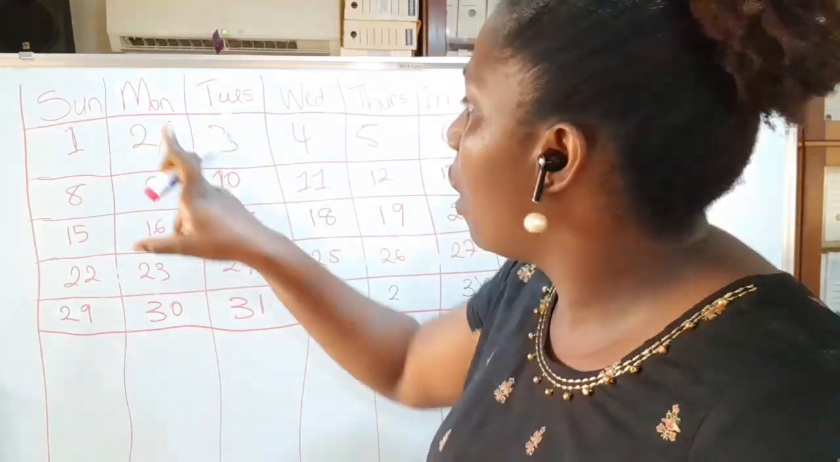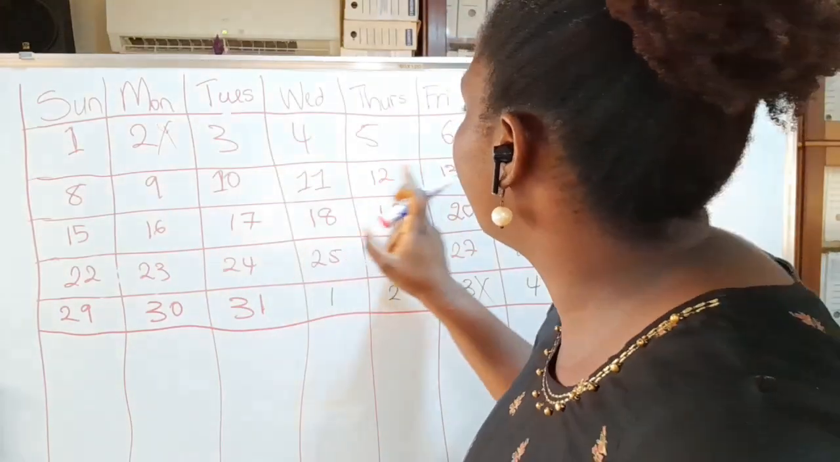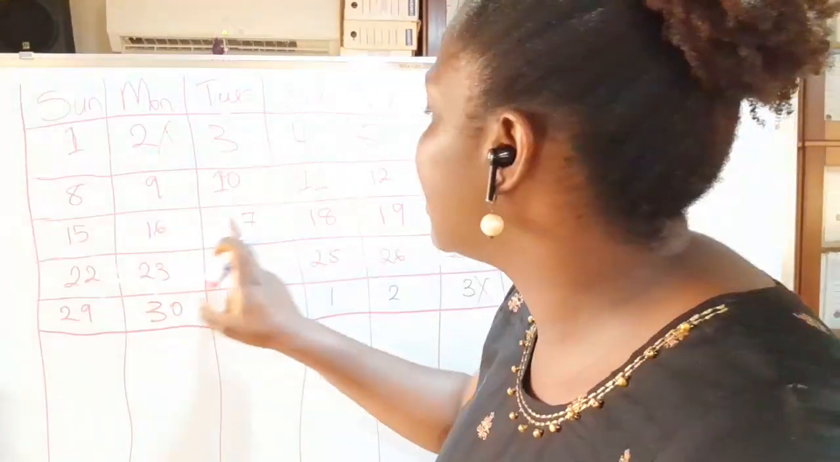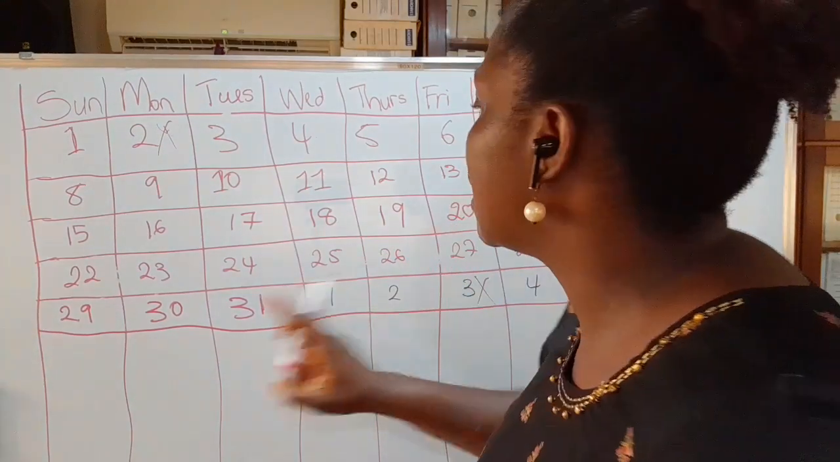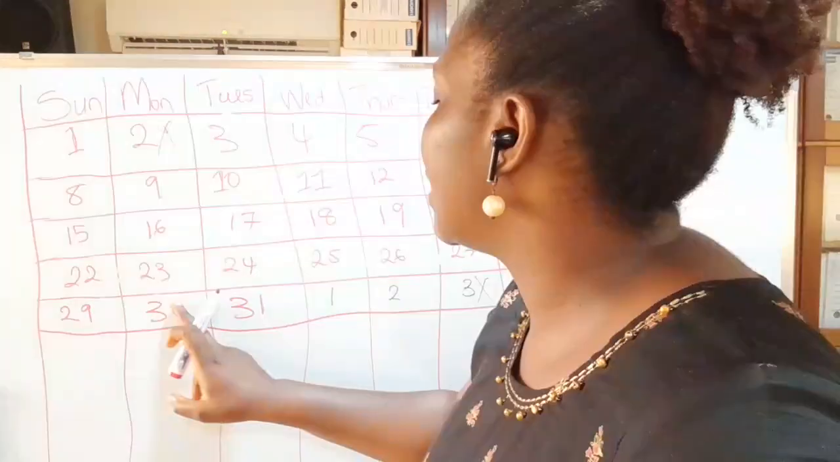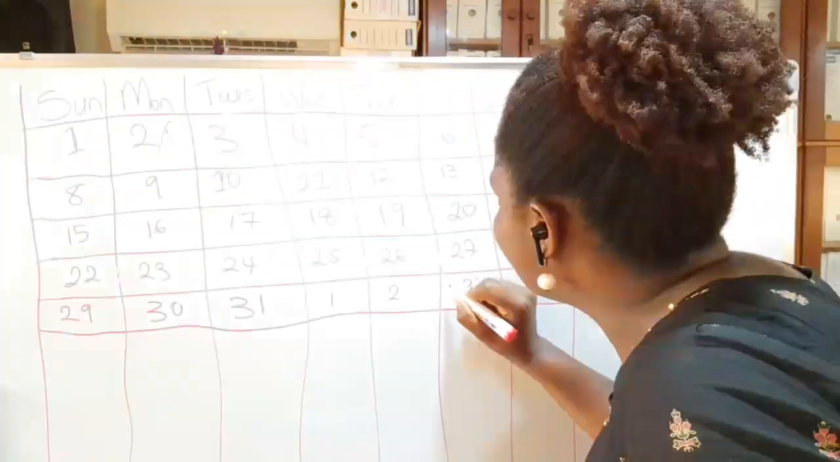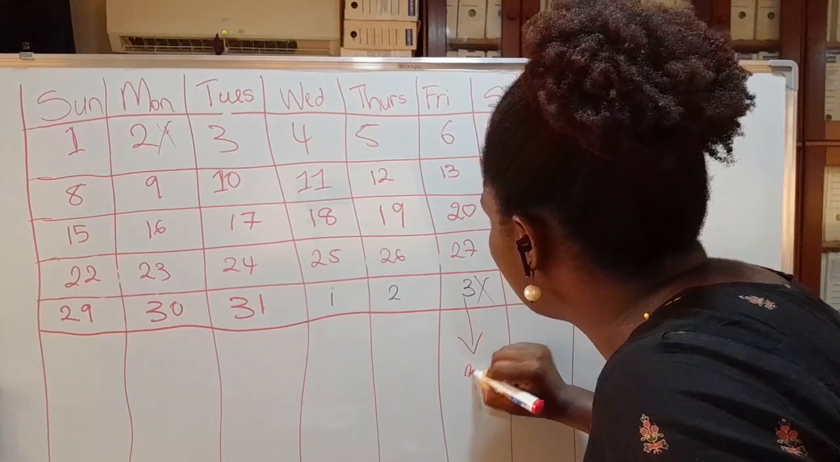Let's start counting. 1, 2, 3, 4, 5, 6, 7, 8, 9, 10, 11, 12, 13, 14, 15, 16, 17, 18, 19, 20, 21, 22, 23, 24, 25, 26, 27, 28, 29, 30, 31, 32, 33. So it is 33 days.